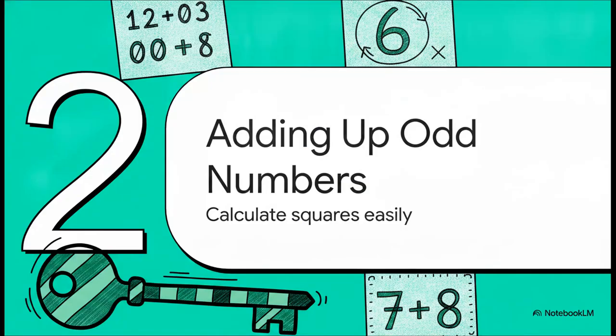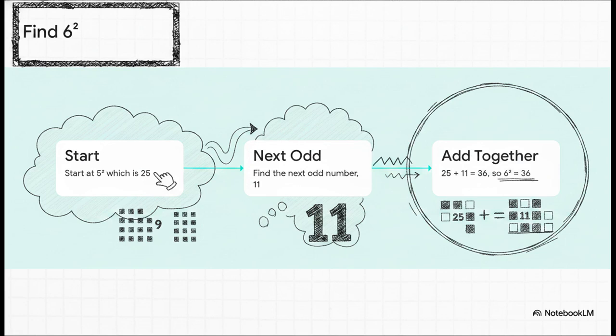Moving smoothly into Section 2, adding up odd numbers. Let's see how to calculate squares easily using this trick. Watch how simple this is in practice. Let's say we want to find 6 squared. Step 1, we just start right where we left off, which is 5 squared, or 25. Step 2, we find the very next odd number after 9, which of course is 11. Step 3, we just add them together. 25 plus 11 equals 36.